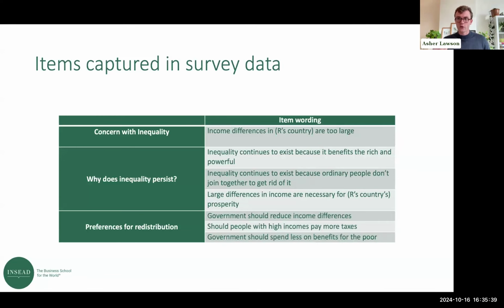And finally, we have also survey data on preferences for redistribution. So should the government do something about it? Should people with high incomes pay more tax? And should the government spend less on benefits for the poor?